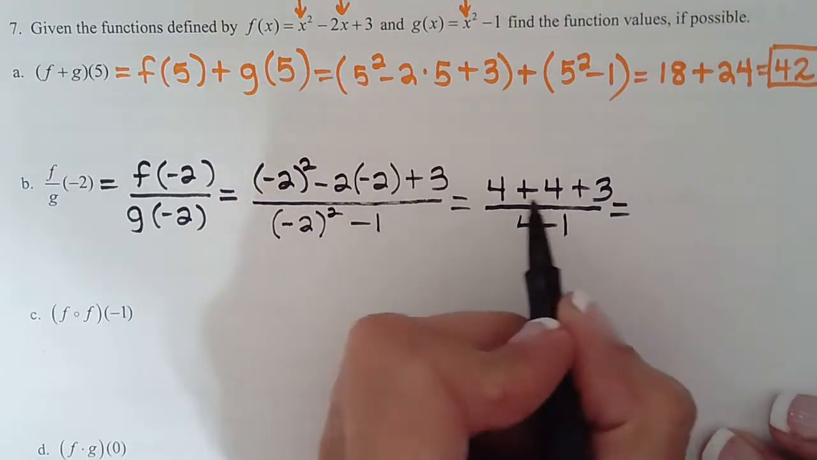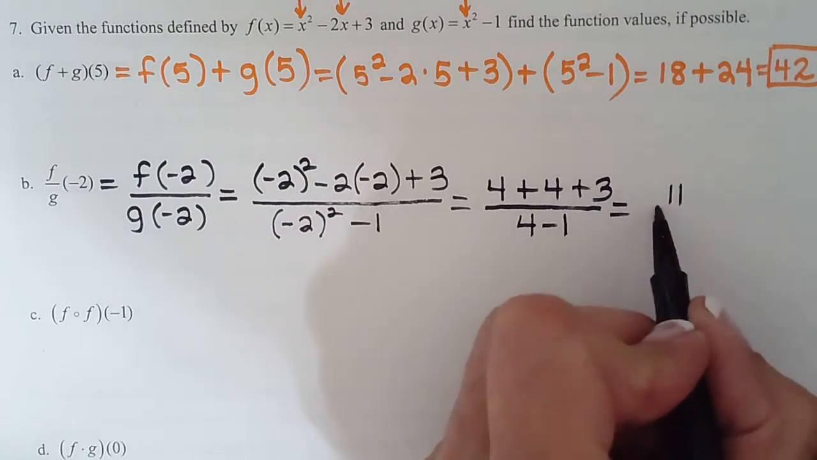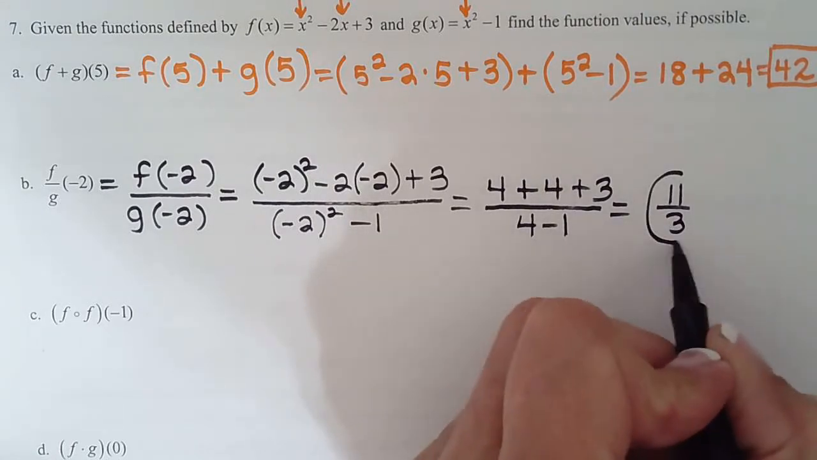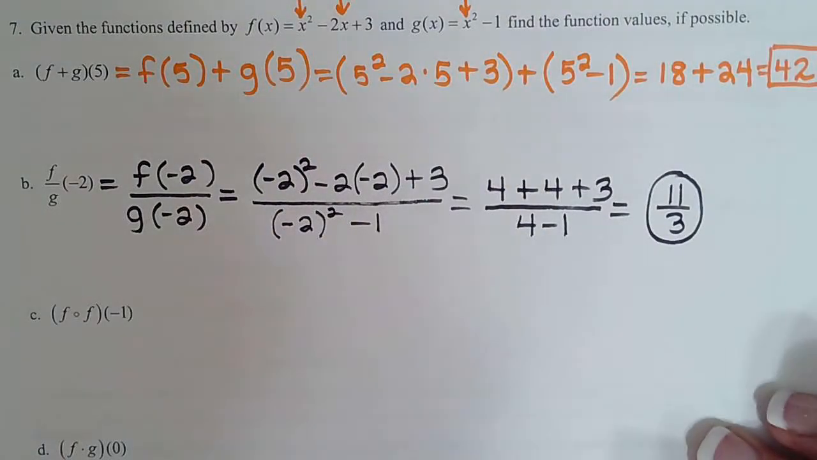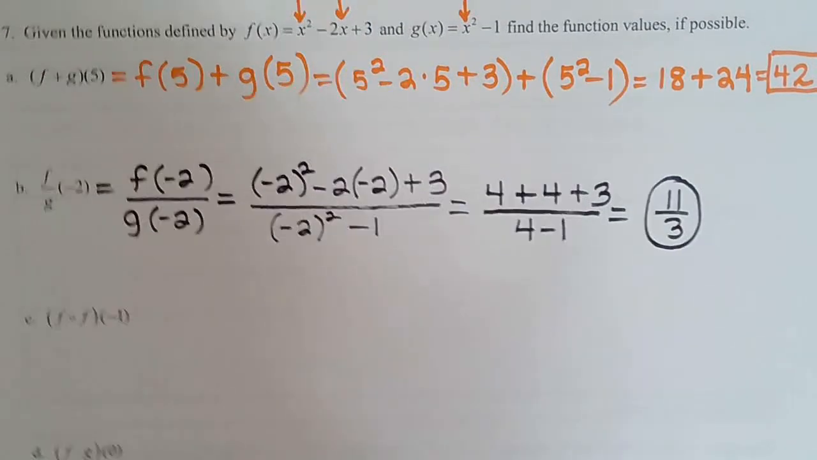So what is that? 7 over 3. Ding, ding, ding. Done. Nice, huh? I told you these were fun and easy.